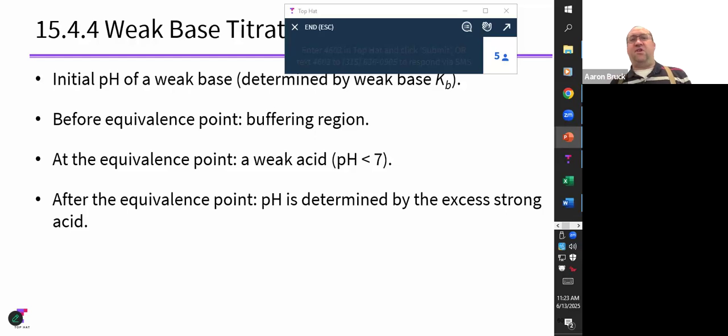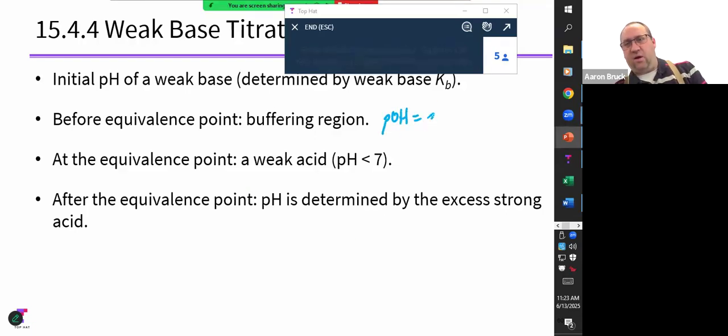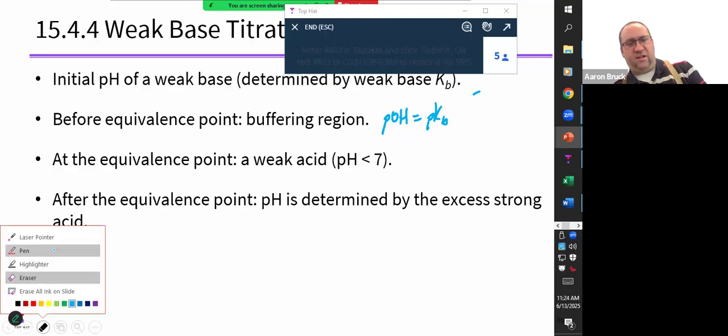So the first zone is still the initial pH. It is still governed by an equilibrium constant and an ice table. Only we're focusing on Kb instead of Ka because it's a base, not an acid. Zone 2 is still a buffering region. The only difference is that we're going to use the base dominant Henderson-Hasselbalch equation instead of the acid dominant one.